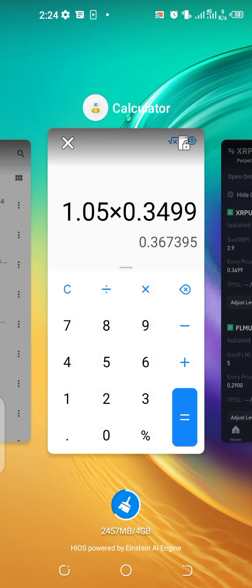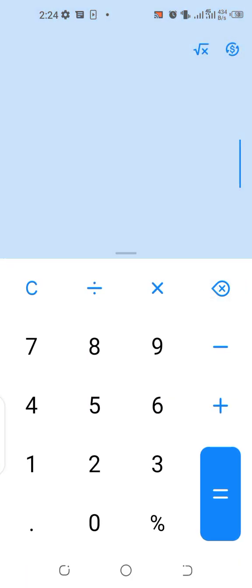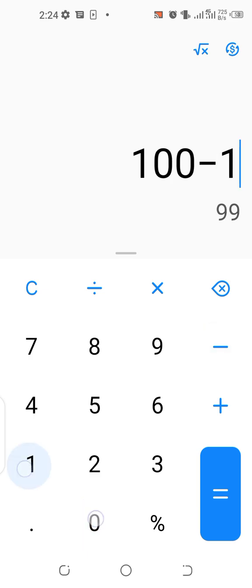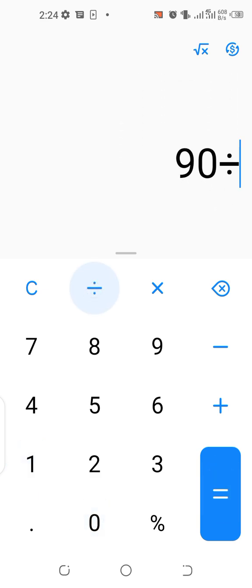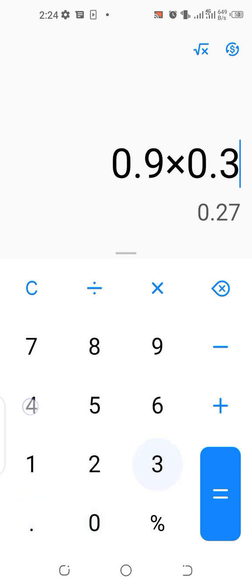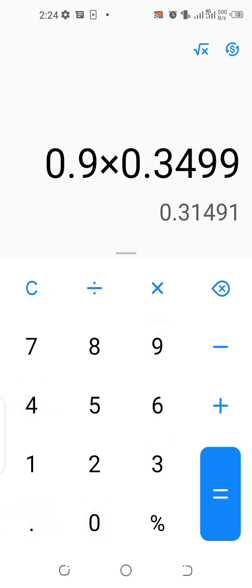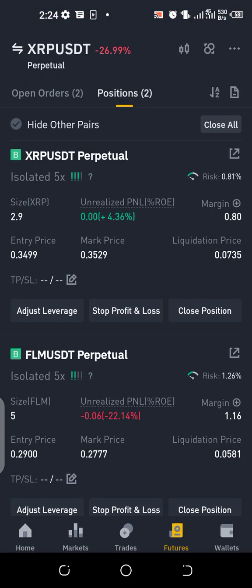Entry price is 0.3499. 10% below the entry price is 100 minus 10, that's 90, divided by 100 is 0.9, so 0.9 times 0.3499. And I'm doing those calculations for your benefit. These are things I use every day, so I'm used to them. Alright, so 10% below the entry price is 0.3149. So I'm going to place a new order at 0.3149.